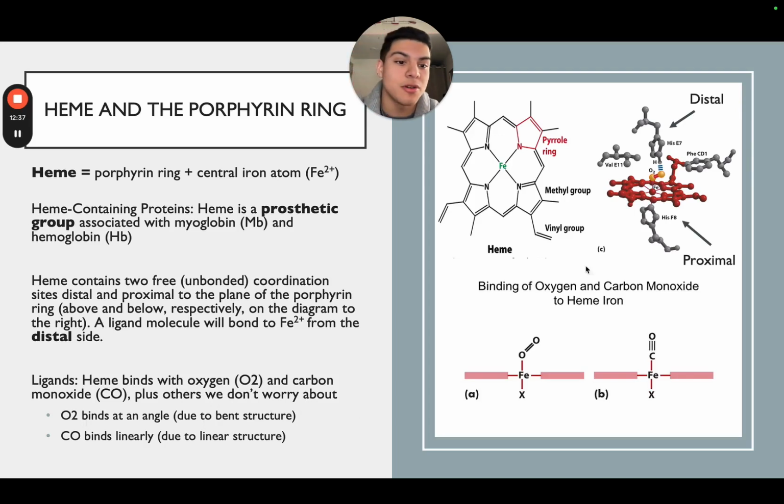O2 binds at an angle, and that's because, again, oxygen is not linear. As you can see here, we would have the two lone pairs here and two lone pairs here, and it would create a bent angle. And then CO binds linearly because of the linear structure of carbon dioxide. We only have the lone pair here and lone pair. If you want, just review the VSEPR theory stuff. There's a pretty nice video from Organic Chemistry Tutor. I won't link it just because it's pretty easy to find.